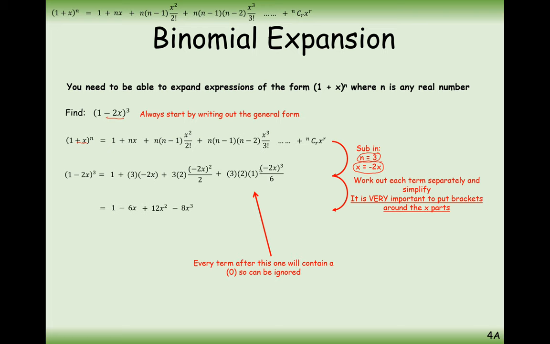Be really careful that your minus 2x is all being cubed. The 2 on the top here needs to be cubed as well. And the negative needs to be cubed as well. So in the squared term, you'll get a double negative from minus 2x times minus 2x. On the cubed term, when your negative symbol is cubed, it becomes a negative.